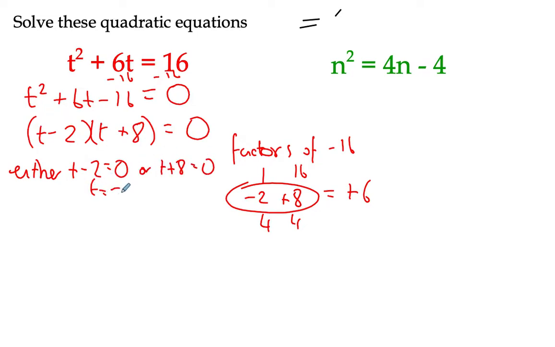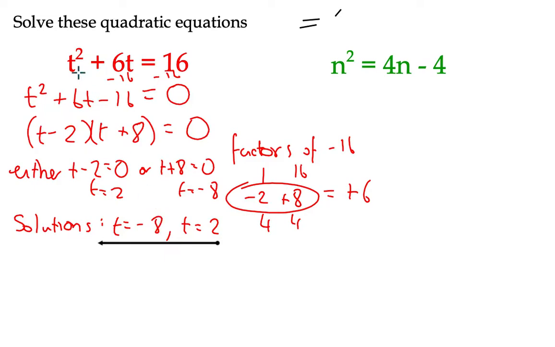So t equals positive 2, t equals negative 8, and our solution, I'm rushing it now because I'm so familiar with it, but I should take my time. Solutions t equals negative 8 or t equals positive 2. And remember, what does that mean? It means that if I put either of these into the original equation, negative 8 squared plus 6 lots of negative 8 will give me the answer 16. Or 2 squared plus 6 lots of 2 will give me the answer 16. There's only 2 possible values that will give us that.